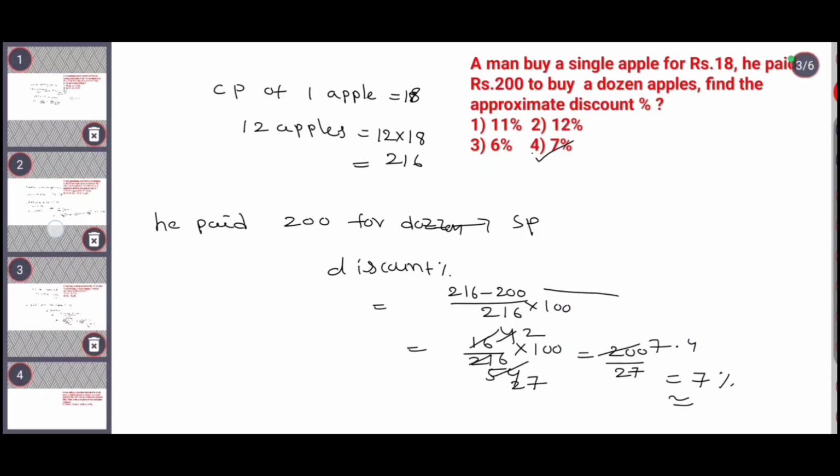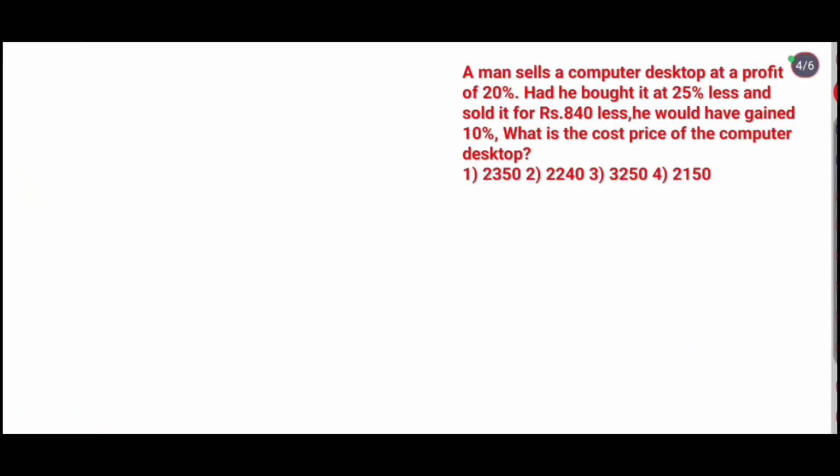And the fourth problem. A man sells a computer desktop at a profit of 20%. Had he bought it at 25% less and sold it for 840 less, he would have gained 10%. What is the cost price of the computer desktop? Clearly, the key point is 'sold it for 840 less'. This is the main point of the question. Please understand that problem.